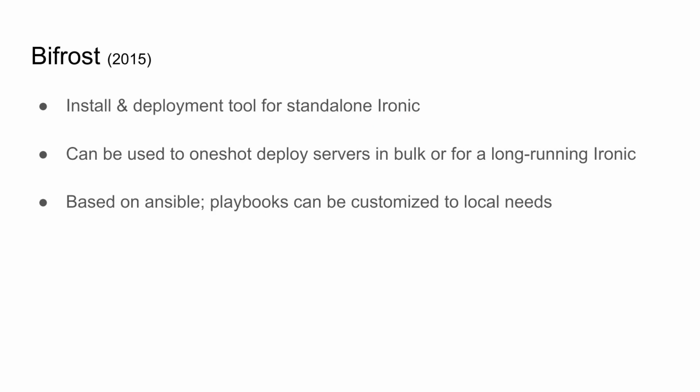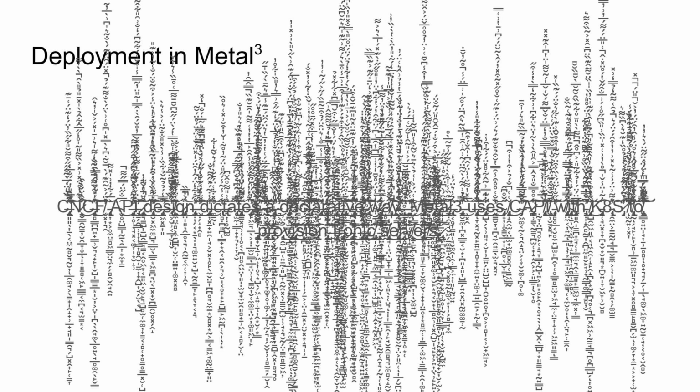There's also Bifrost, which is an install and deployment tool for standalone Ironic. It's Ansible with a better UI on top. And a lot of people can use this to one-shot deploy servers. You don't necessarily have to use Ironic as a constantly running service. You can use something like Bifrost on a USB key on a laptop plugged into a couple racks of servers and push out a bunch of images to them and just be done if that's what you want to do. You can also deploy in Metal 3, but I don't follow that Lovecraftian Kubernetes stuff. So there are separate talks about that. You can go follow up on that.